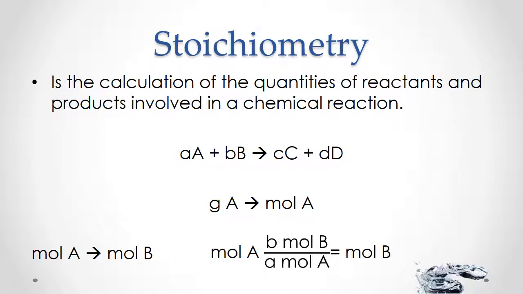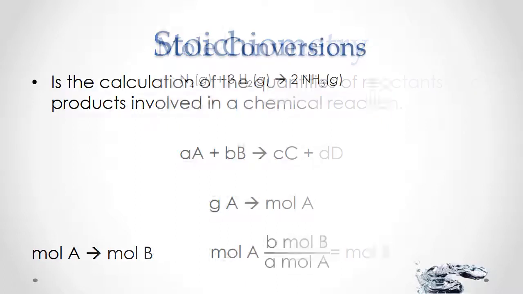If I have the moles of A, I can use my conversion factor where the coefficient for moles of B is on top and the coefficient of moles of A is on the bottom, and that's going to allow me to convert to moles of B. We're going to be using this mole to mole conversion in stoichiometry, and that's going to allow us to start with the grams of a reactant and get grams of a product out. So let's go ahead and try this.